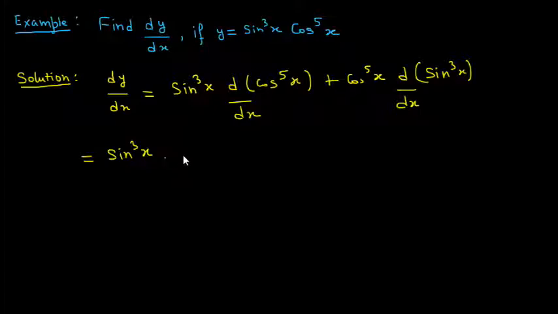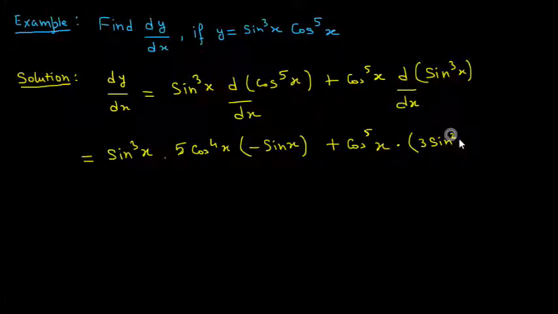multiplied by 5 cos to the power 4x multiplied by the differentiation of cos x, which is minus sin x, plus cos to the power 5x times d sin cube x, which we can write as 3 sin square x, and sin x differentiation is cos x.